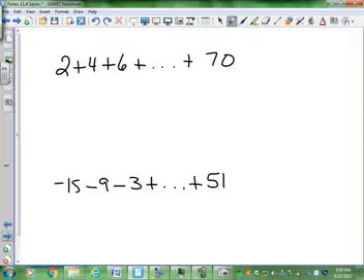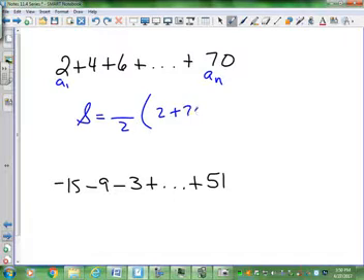But what if you don't have it written in summation notation? Well, I know A sub 1 and I know A sub n. So this time I don't have to calculate those two. But what I don't know is what n is. So far in my formula, I've got the number of terms going to be divided by 2, and the 2 and the 70 go in here. Let me find n.